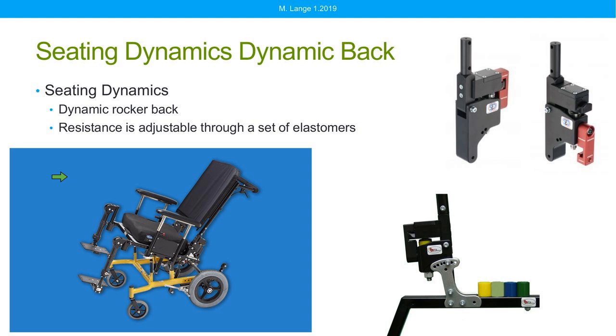Another option is the seating dynamics dynamic back. While the Miller's dynamic back uses hydraulics, this particular one uses these elastomers, and there's different colors here that each represent a different amount of resistance. It locks out as needed for, say, transportation, and it moves when unlocked.